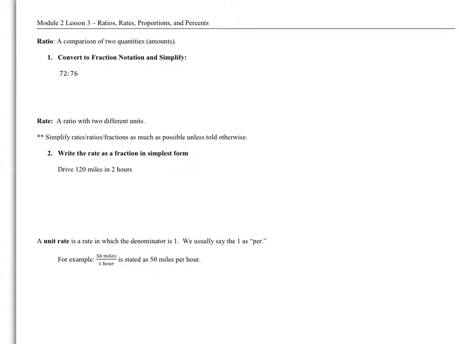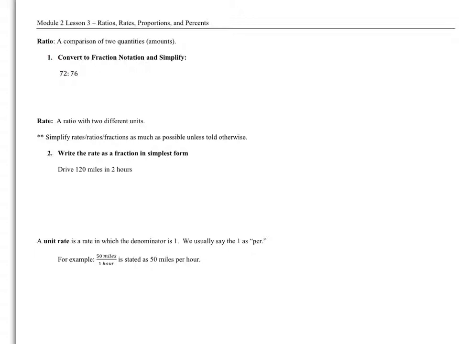In this video, we will be looking at Module 2, Lesson number 3, Ratios, Rates, Proportions, and Percents. Now that may seem like a lot of topics to be in one lesson, but they are all very closely related. We start with a ratio, which is just a comparison of two different quantities or amounts. And the first step in looking at a ratio is to convert it to fraction notation.